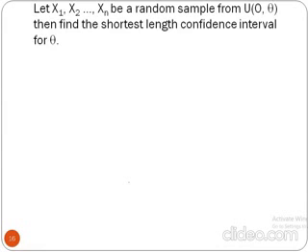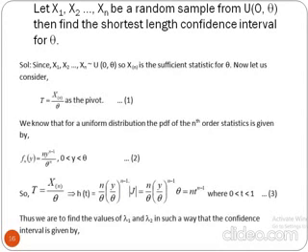In this illustration, we have x1, x2, up to xn as a random sample from a uniform distribution with upper limit theta and lower limit 0, and we are to find the shortest length confidence interval for theta. So we start similarly, and then here we take the nth order statistic as the statistic with the help of which we will proceed to find the shortest length confidence interval. For doing this, we find t equal to xn by theta, which is a pivot. This is the nth order statistic by theta as the pivot.